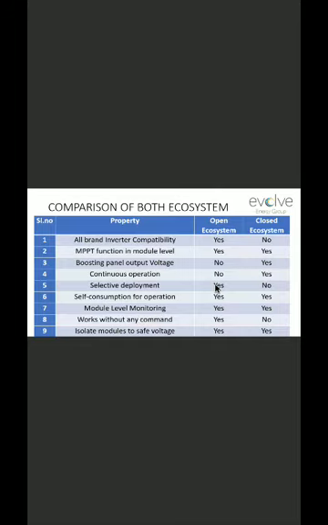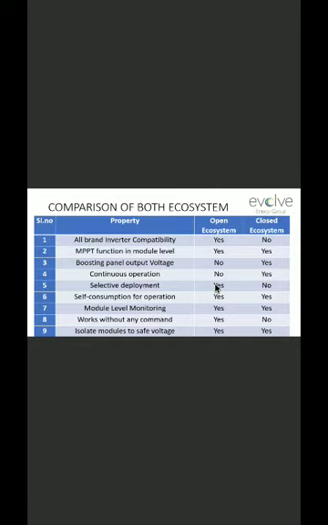Module level monitoring. Yes, we can do module level monitoring of power, voltage, and current all the time, with minute-wise data in the Tigo portal, which is completely free of cost when you purchase the monitoring tools, lifetime free. Works without any command. We already discussed it works without any command. Yes, Tigo works without any command.